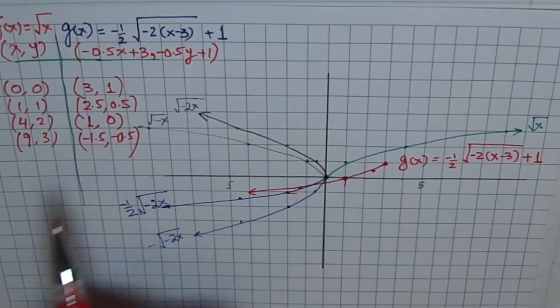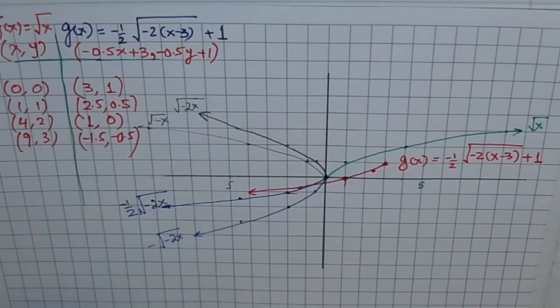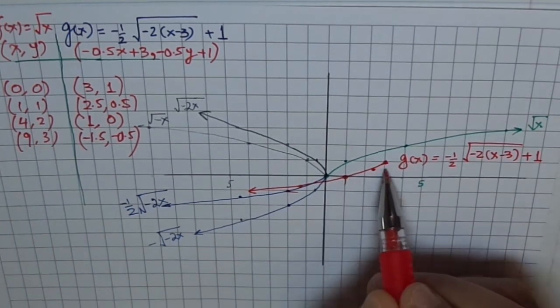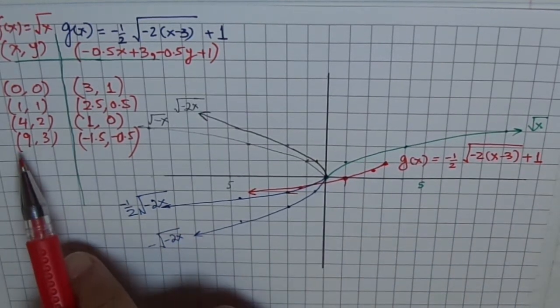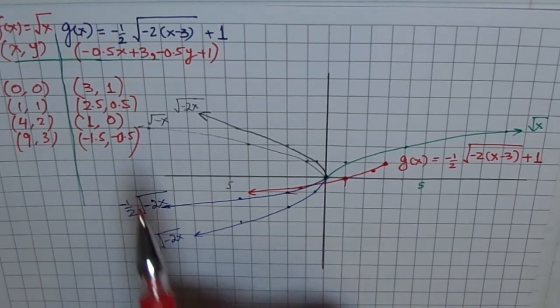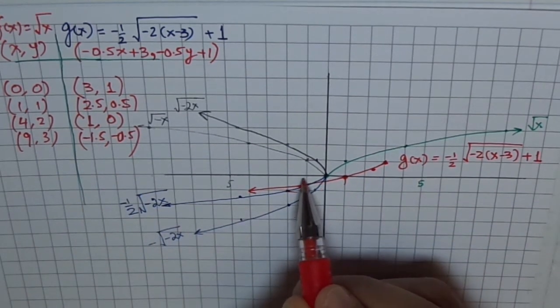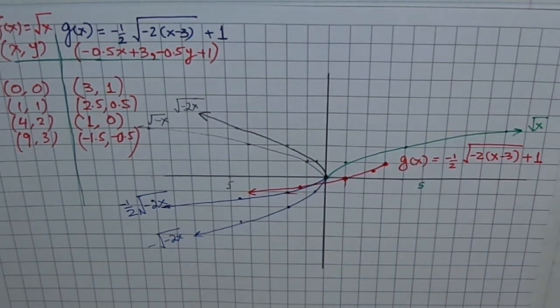You are right. And then we got 4, 2 gets transformed to 1 and 0. So 1 and 0 is here. Yeah, that's very close to a graph. 1 and 0 is right there. And then 9 and 3 is minus 1.5 and minus 0.5. So minus 1.5 and 0.5 is right here. Perfect. So all 4 points are there.